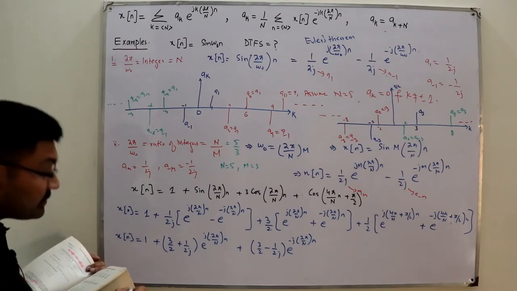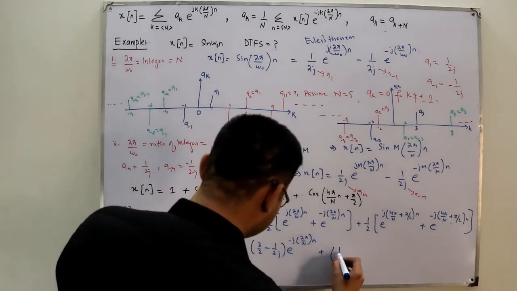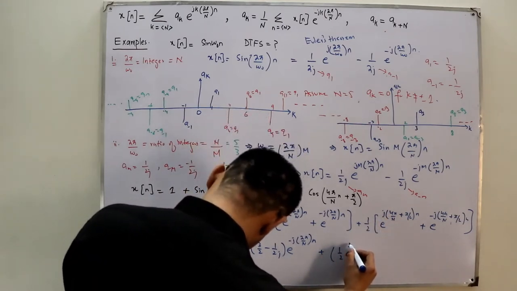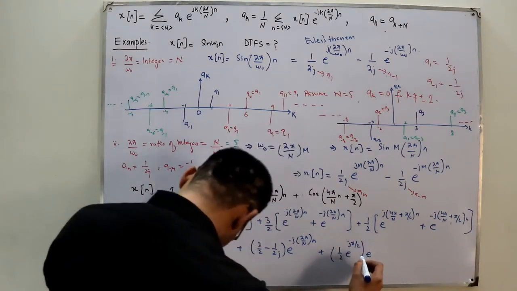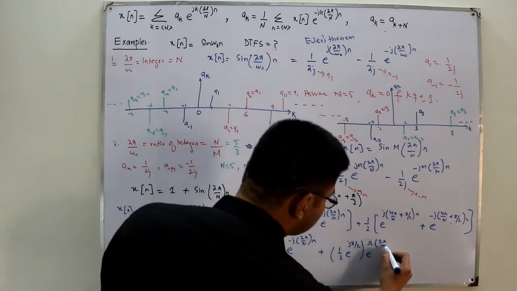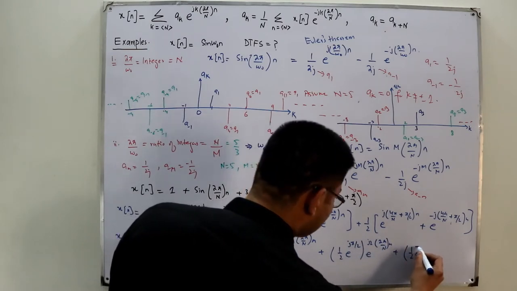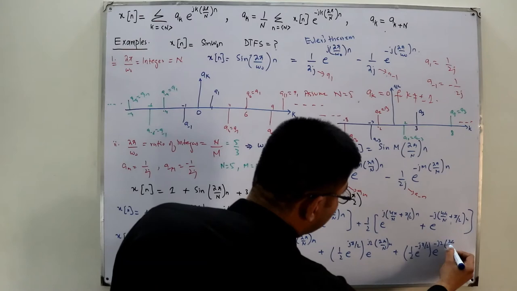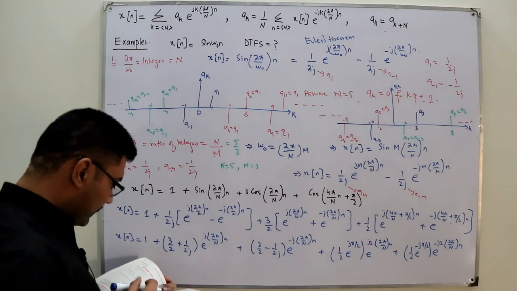And then we do what? We split that form, so we can write it like this: 1 upon 2 exponential of j pi by 2, if I split it, into an exponential of j 2 pi by N into small n, right? And then similarly you have a plus 1 over 2 exponential of negative j pi by 2 into an exponential of negative j 2 pi upon N into small n. I have split this, multiplied, added, and then split it all together.